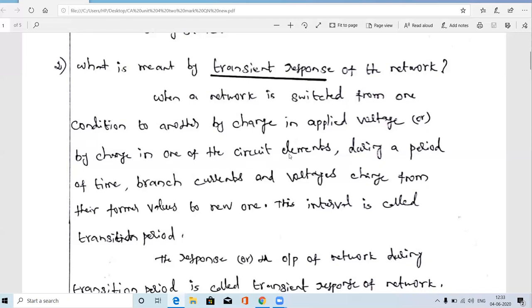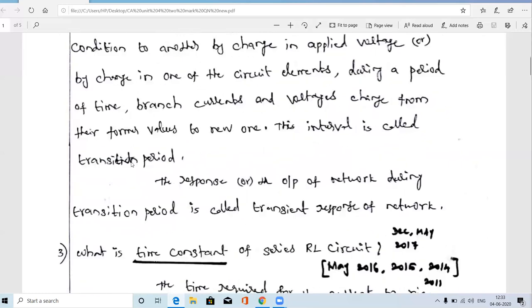So this interval is called the transition period. The current flowing through a component, or the voltage across it, is changing from the former value to a new value. This interval is called the transition period. The transition period is also one of the 2-mark questions.